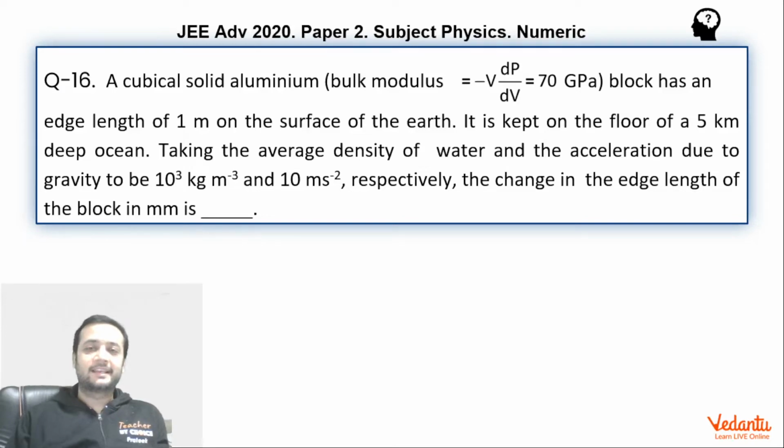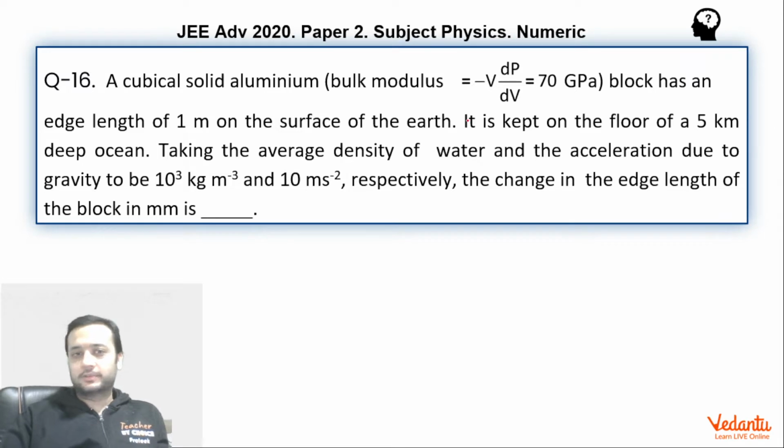Hi dear students. Let's see this question that was asked in JEE Advanced Paper 2 2020 Physics. This was a numeric type question and it was based upon the simple concept of bulk modulus. In fact, out of generosity, they had also given you the formula of bulk modulus, as if they believed that students would not be remembering that.